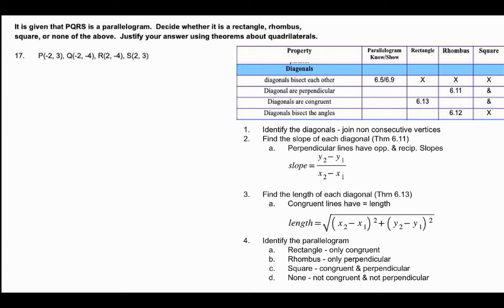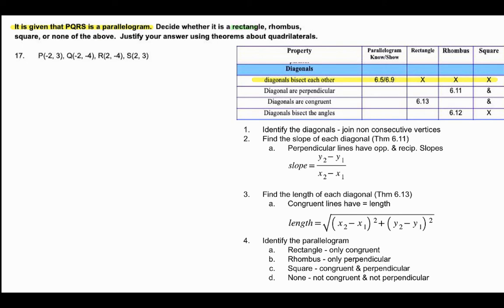This is our second set of examples for section 6.4. We're going to use coordinate geometry in order to justify which type of quadrilateral or parallelogram we have. Pay attention that we are already given that we have a parallelogram, so our diagonals bisect each other. But we're going to use the diagonals to decide whether we have the rectangle.